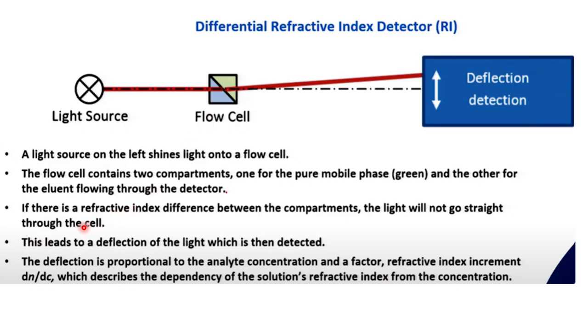Now if there is a refractive index difference between the compartments, the light will not go straight through the cell. Because of the change in concentration, if there are some chemical constituents present with the mobile phase, it will deflect the light, and by checking the angle you can detect the analyte. Depending on the concentration, of course, the refractive index increment will be different, which describes the solution refractive index from the concentration.